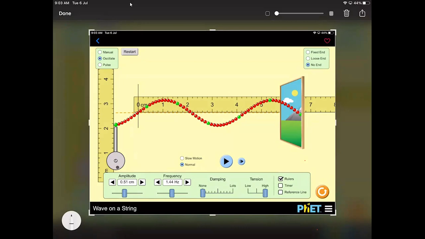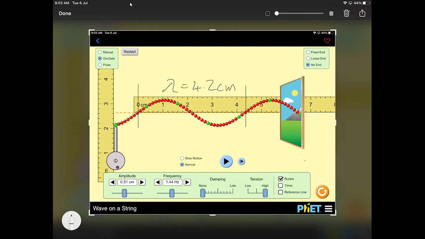Sir, if the speed of the wave always stays constant, what will make it change? If what will change the speed of the wave? Yes, I'll show you just now. We'll see now how you can change the speed of the wave.